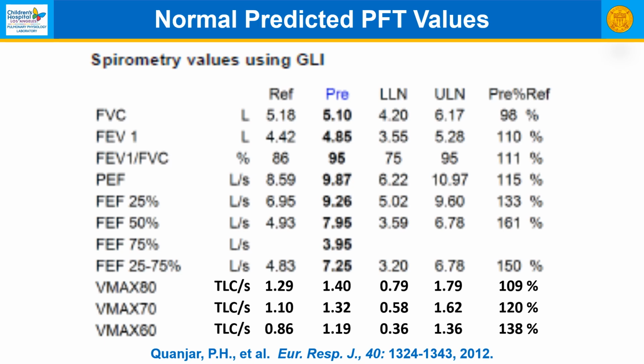This is the current PFT reporting format that we use here at Children's. So for spirometry, there's the reference value, which is the predicted. There's the measured value for the patient, and pre here means pre-bronchodilator. Basically, this is divided by this to give us a percent predicted value. And then based on GLI values, there's an upper limit and lower limit of normal, which actually should be used instead of the numbers that I showed you earlier.